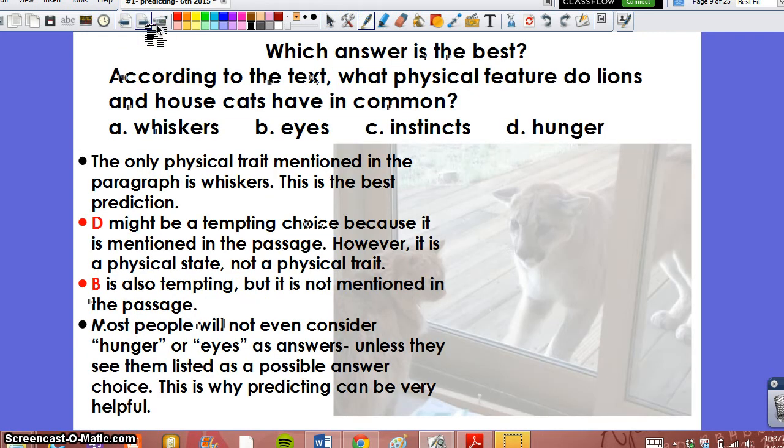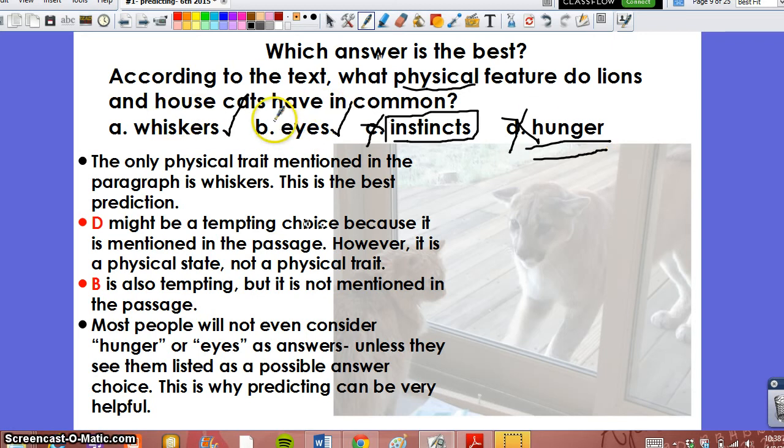Now let's talk about if I hadn't covered up my answer choices and just looked at the answer choices on their own without going back into the text or predicting an answer. I know this question is asking about a physical feature, and whiskers is a physical feature as well as eyes, so I probably would have been torn between these two answer choices. Instincts are not a physical feature, even though you have them. It's not something physical, so I could have eliminated that. Same thing with hunger, although hunger might have tempted some students because when you are hungry, you do feel it physically. However, the physical pains that go with hunger don't necessarily mean that hunger is a physical feature.